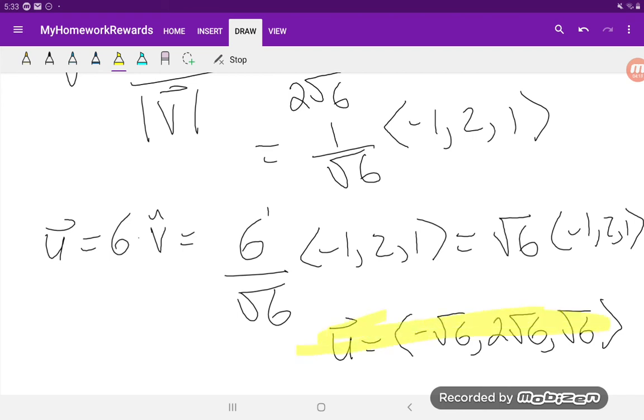So what we did was we found a unit vector so that we would have the same direction and a magnitude of 1. And then we just multiplied it by 6 so that we would have a magnitude of 6.